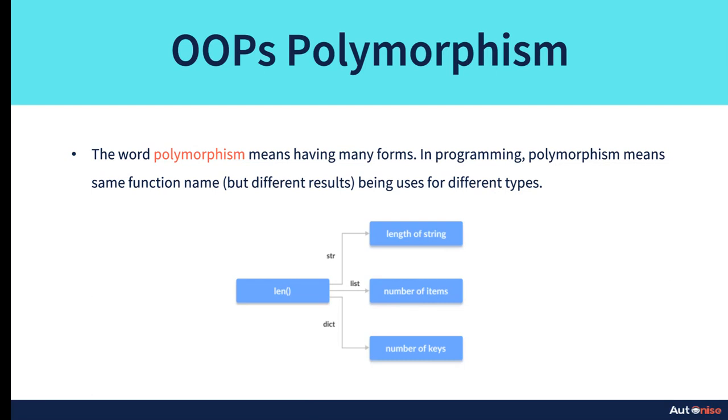Similarly, if you want to get the length of a string or a list or a dictionary, we use a length function. Although calculating the length of a string, a list and a dictionary are different tasks, the name of the function remains the same. This is the base concept of polymorphism. The name is the same, but the functionality differs when we use it on different objects. Let's try to see this in code and we will understand more there.